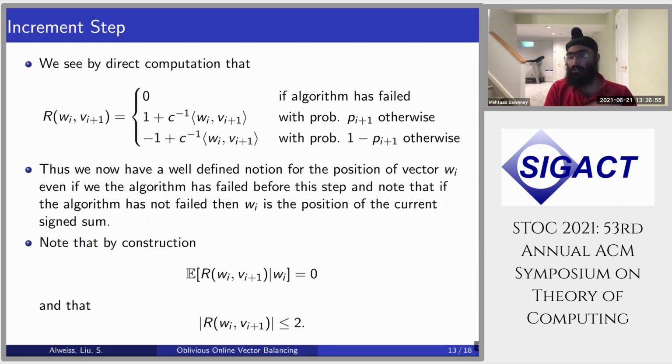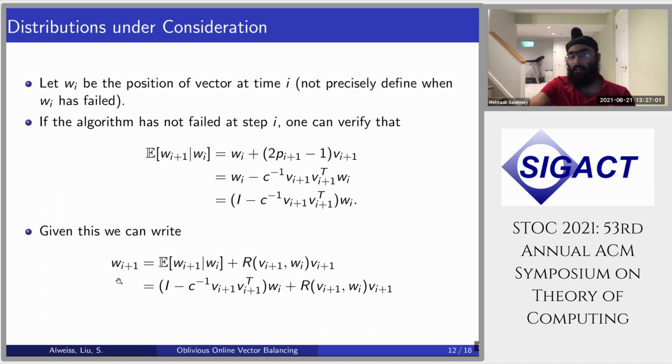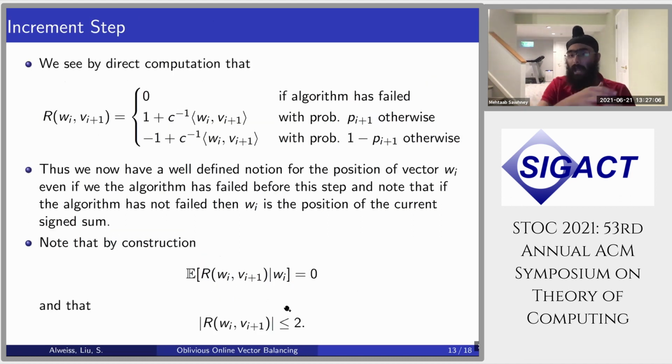And note, by construction, if the algorithm hasn't failed, then this identity, Wi+1 equals this sum of two random variables, actually captures the true position. Furthermore, by construction, it follows that the expectation of r of Wi, vi+1, even given Wi, is mean 0, and since the algorithm hasn't failed, we have that the inner product of Wi and vi+1 is bounded by c. So this is a bounded random variable. It's bounded by 2.